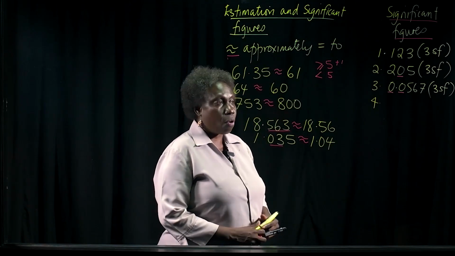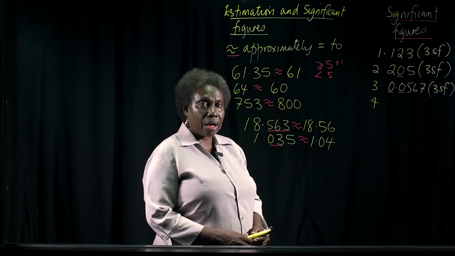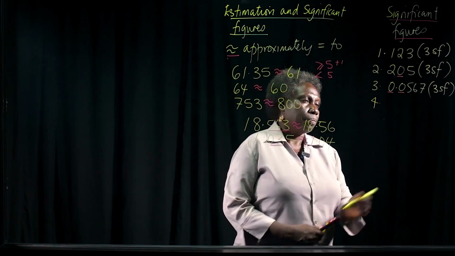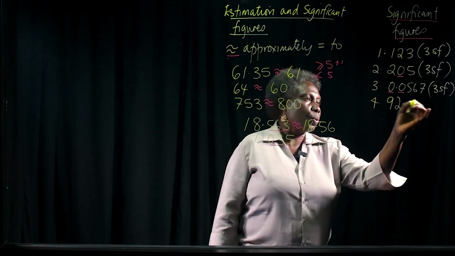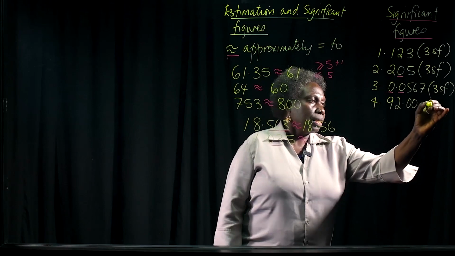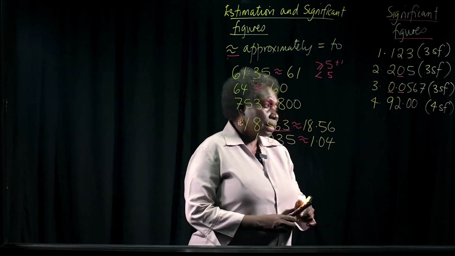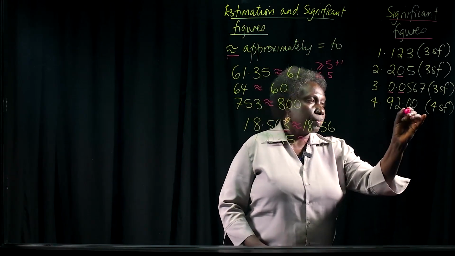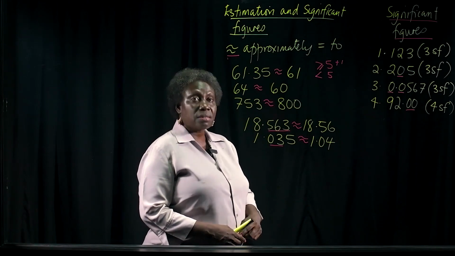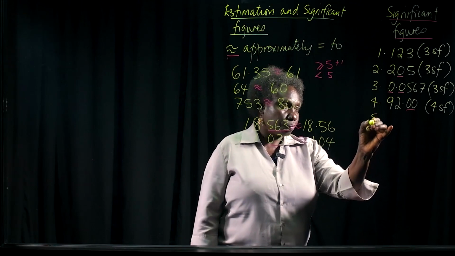Now, rule number 4, trailing zeros in a decimal number are significant figures. If I have 92.00, this has 4 significant figures since these two zeros are trailing zeros in a decimal number. They are significant.